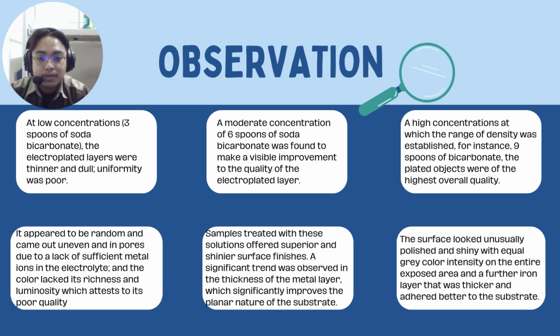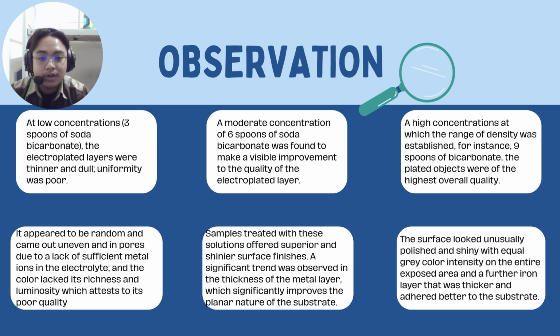The second one is a moderate concentration, which uses 6 spoons of soda bicarbonate. This procedure was found to make a visible improvement to the quality of the electroplate layer. Samples treated with this solution offer a superior and shinier surface finish. A significant trend was observed in the thickness of the metal layer, which significantly improved the planar nature of the substrates.